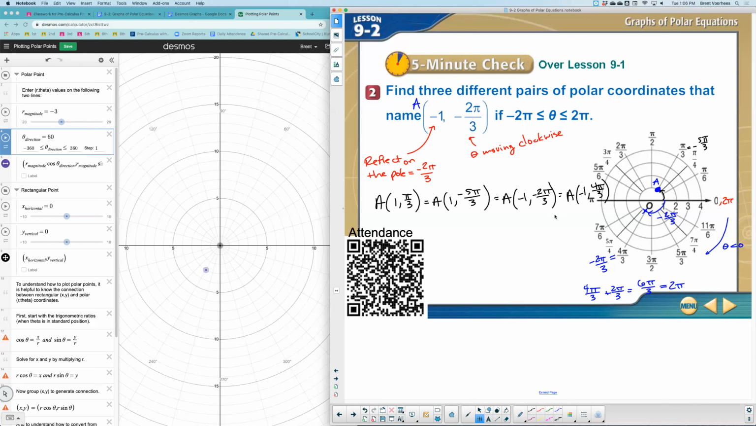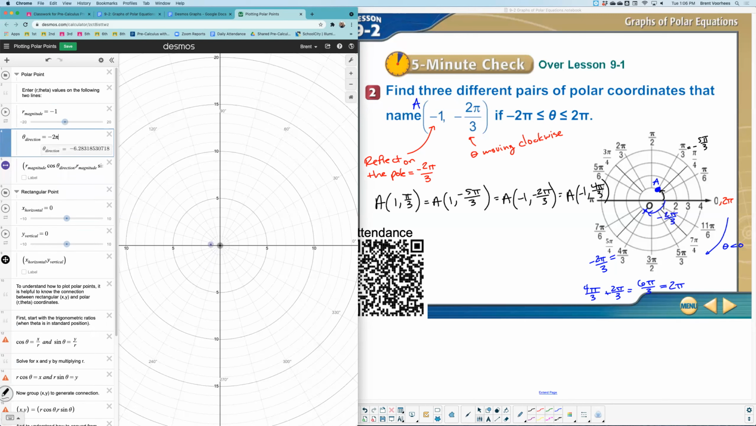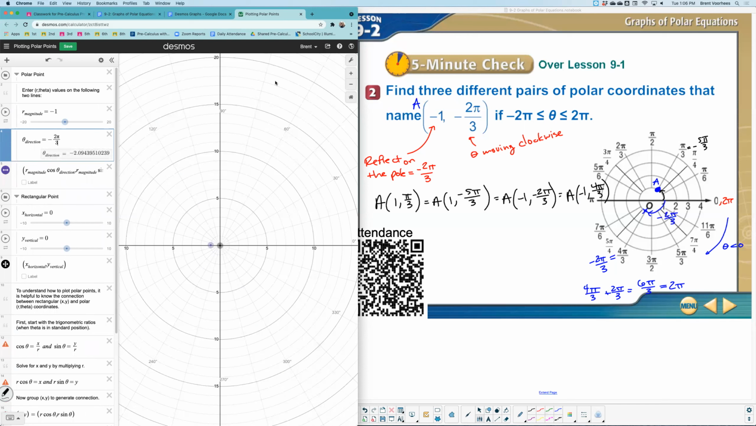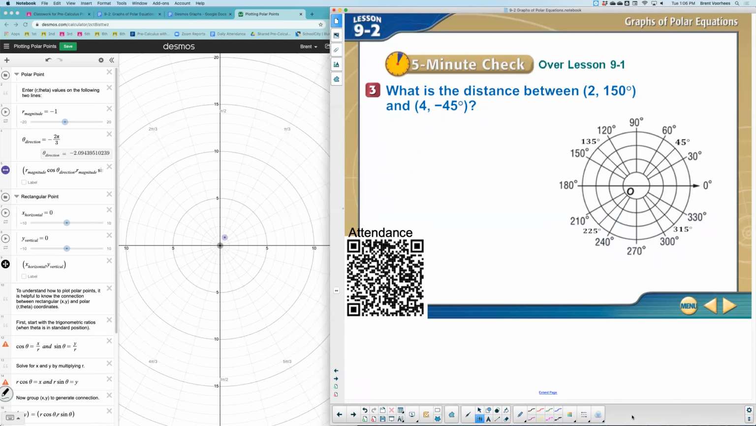Let's check and make sure I plotted that in the right location. This time the magnitude would be negative 1. My angle is negative 2 pi divided by 3. I need to change my mode, so I hit the wrench up here and hit radians. And it is, in fact, located just there like we thought, on the pi over 3 pole, 1 circle away from the origin. All right. Let's take a look now at number 3.